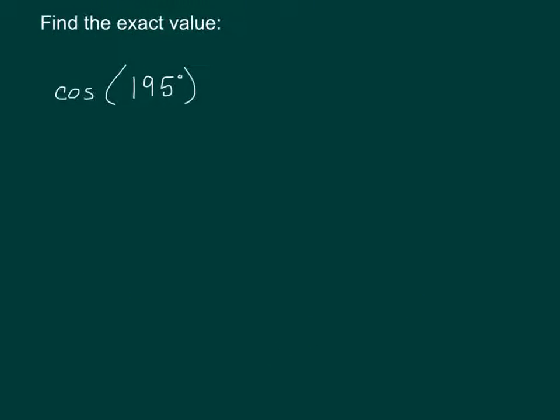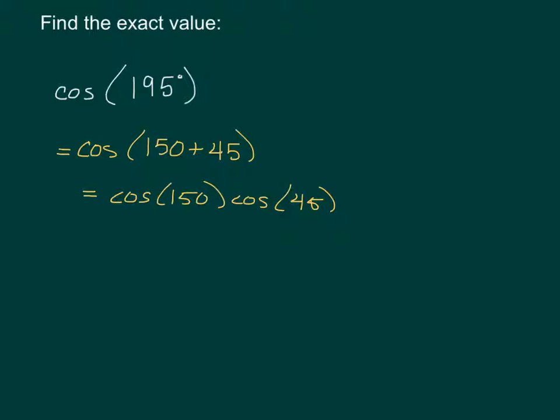We have to do the same idea here. This is going to be the cosine of, we could do 150 plus 45. That is by no means the only way to do this. You need two angles that you know exact values for that add up to 195. So you could do 135 plus 60. It doesn't matter which two, so long as they are angles that you know exact values for. By our formula, we know this is going to be cosine of 150 cosine of 45 minus sine of 150 sine of 45.